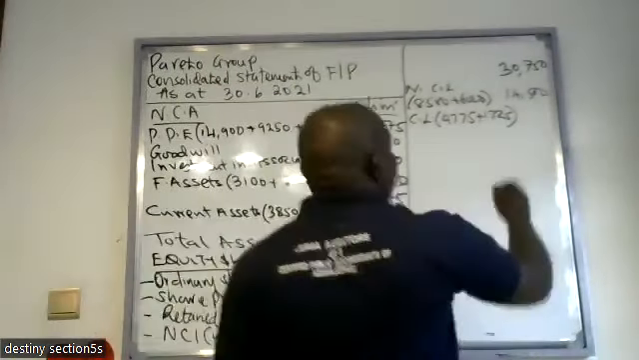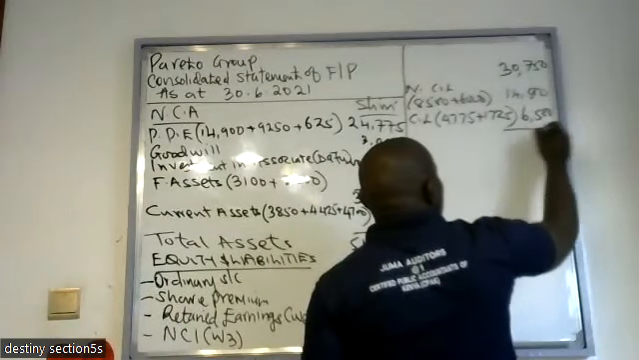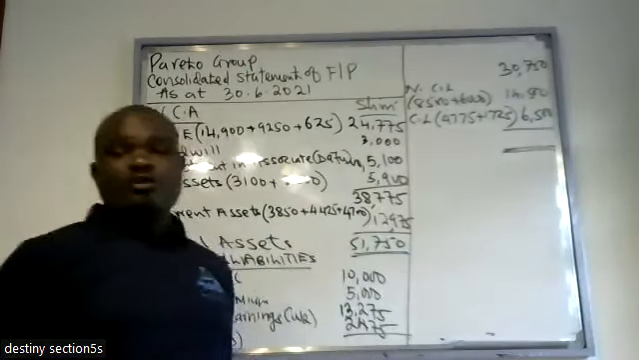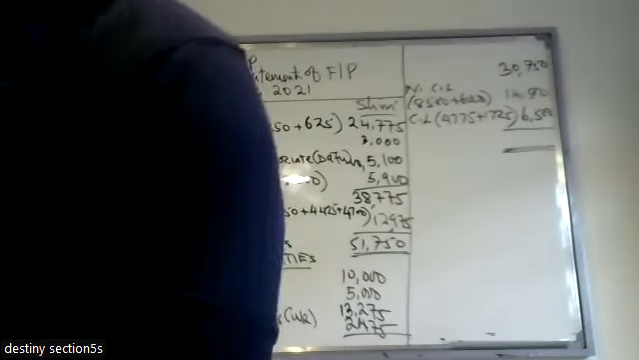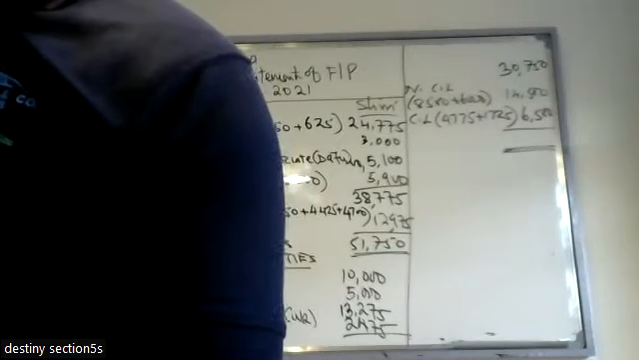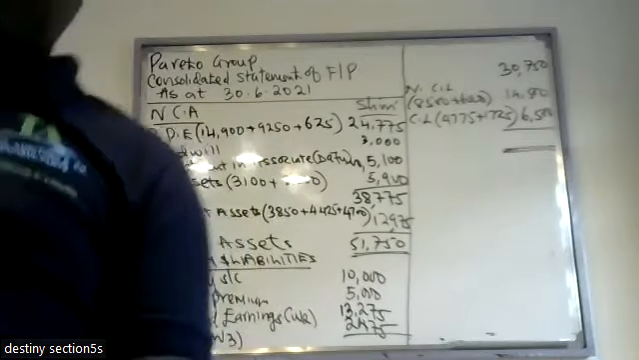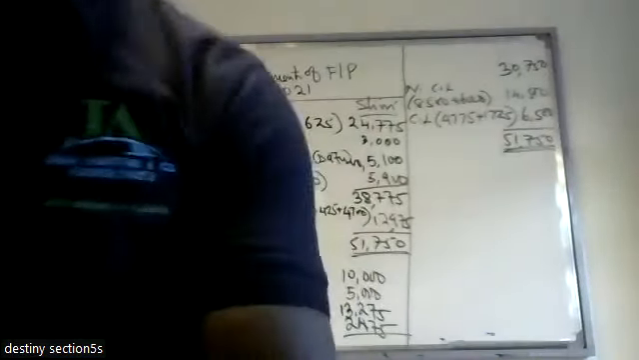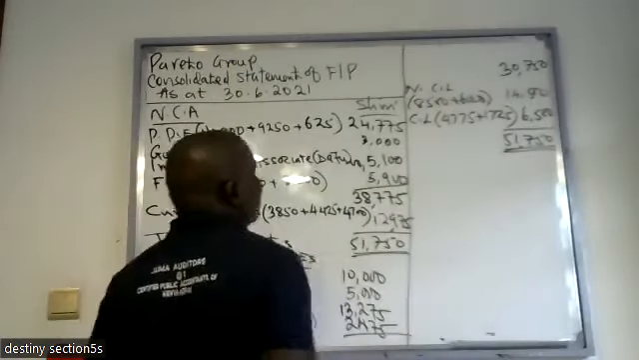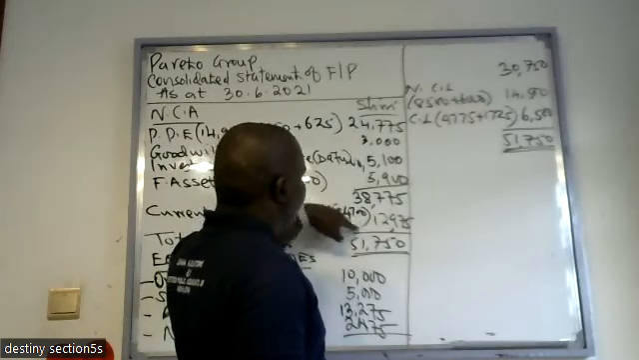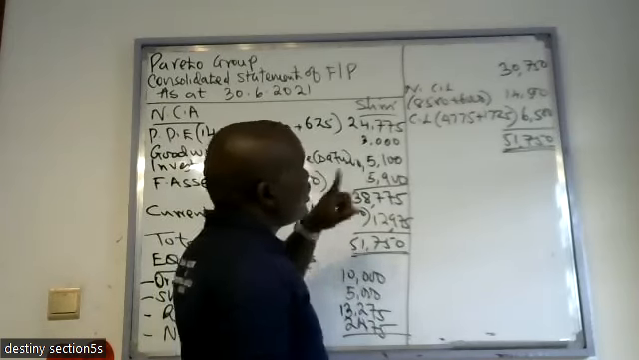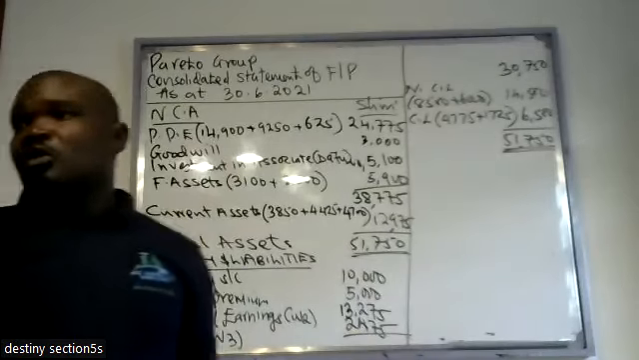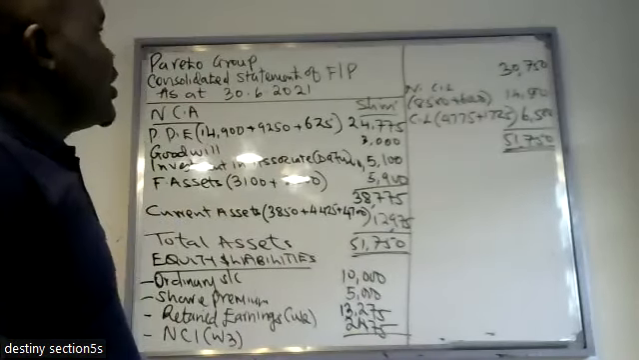$65. Therefore, total equity and liabilities, can you confirm whether it is balancing with our total assets? Yes, it is. So that is 51,750. So that was to give us 12 marks. Where am I getting the 12? Here, 1, 2, 3, 5. They're exactly 12.